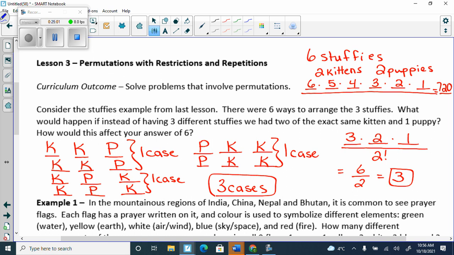Correct? So on the bottom, I'm going to put this in brackets, because if you don't put it in brackets, you're going to get it wrong every time. 2 factorial, 2 factorial. So I'm actually dividing by 4.